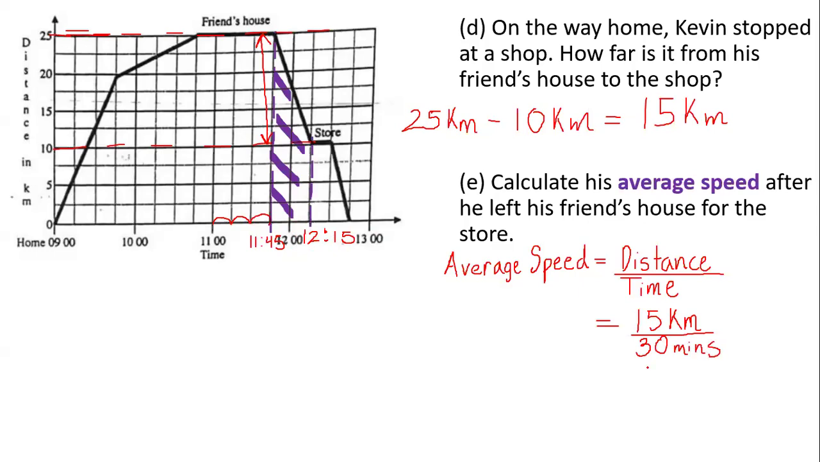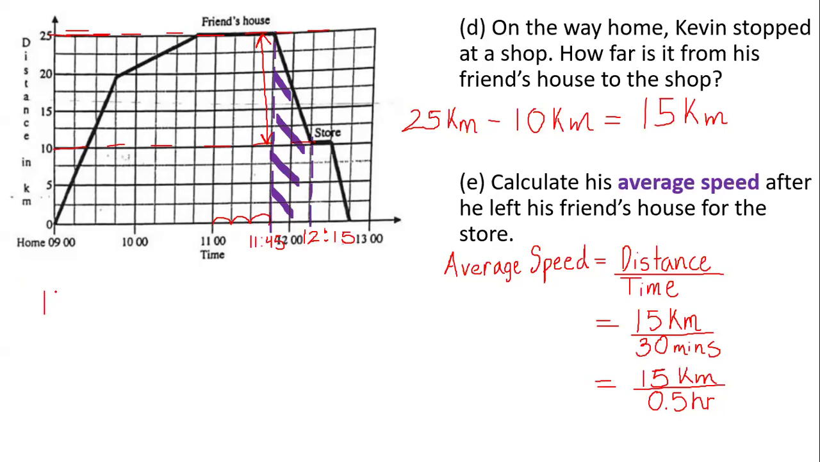What is 30 minutes in terms of an hour? Because remember, we have to do kilometers per hour. Half an hour. Very good. So it's going to be 15 kilometers divided by 0.5, or half an hour. You all know how to divide decimals.